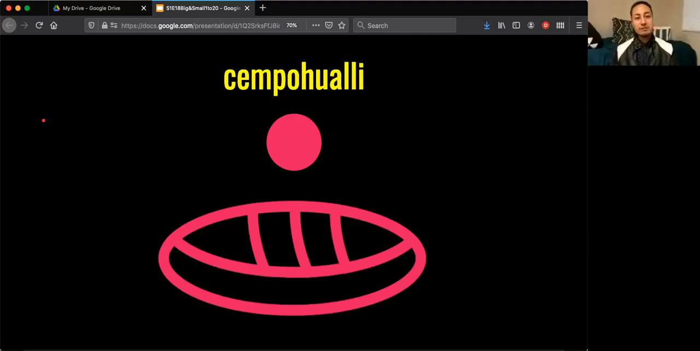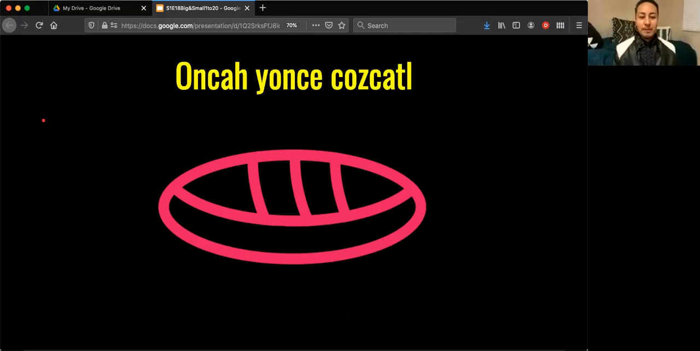Okay, so essentially those are the numbers from 1 to 20. Notice that these are Mayan symbols, they're not Aztec symbols. The Aztecs did have numbers, but they didn't use the Mayan symbols. But the Mayan symbols seem to be very good at representing the Nahuatl numbers because they're both based on a 20-based system. So that's why I'm using the Mayan numbers.